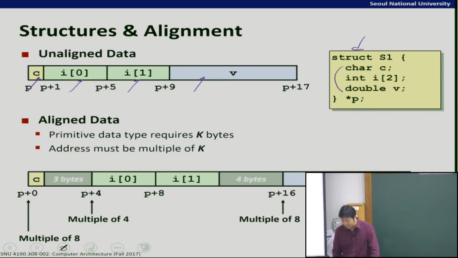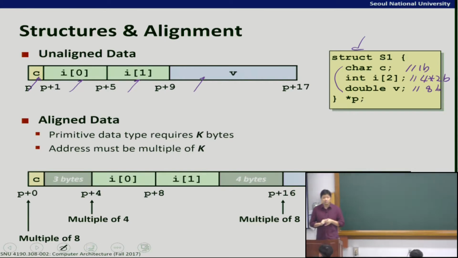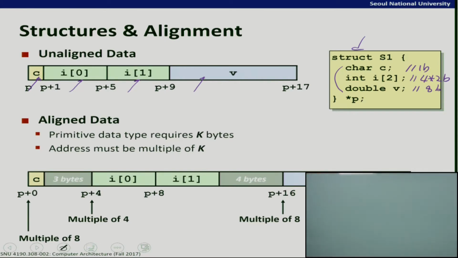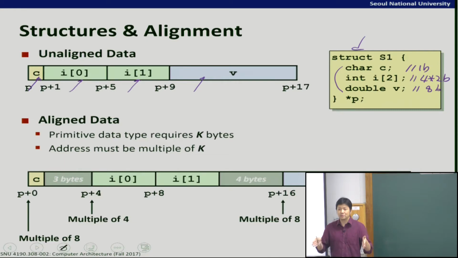In this case, you will take 17 bytes in total, because this one takes one byte, this one takes 4 times 2 bytes, and this one takes 8 bytes. If you add them up, it's 1 plus 8 plus 8, so it'll be 17. So if you put all these fields back to back, it only takes 17 bytes. But in reality, if you compile this code, the compiler places those fields in such a way that it takes 24 bytes.